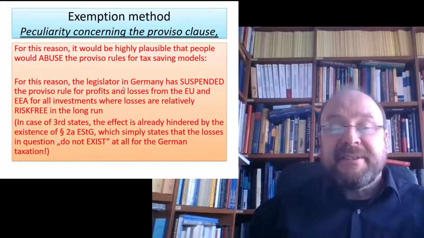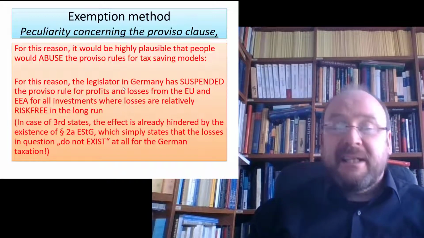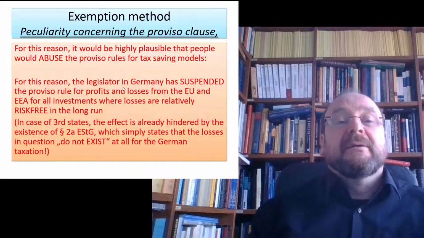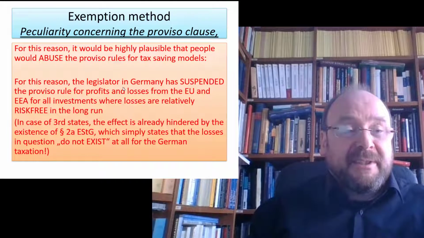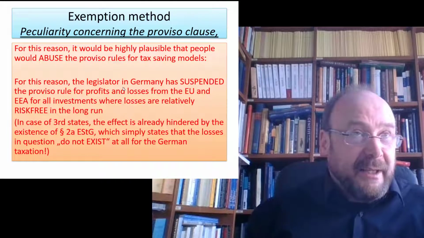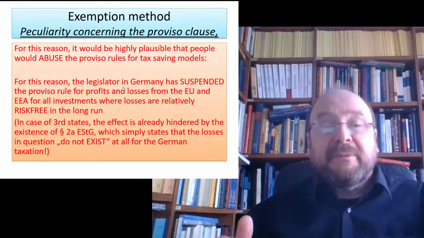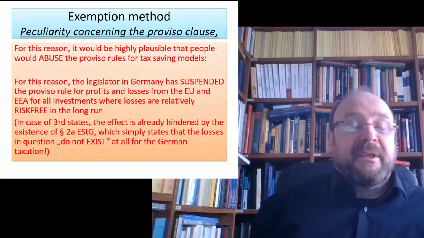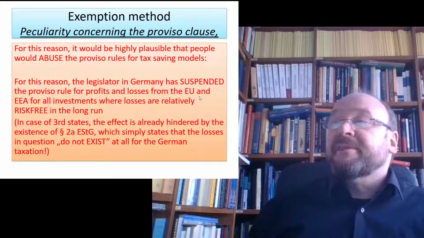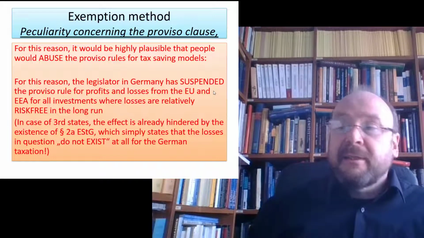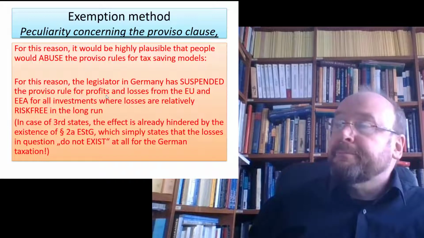So the suspension of the Proviso rule only exists in cases in the EU and only there where the investment inside the EU is relatively risk-free. For example, you buy a house, let's say in Ireland, which brings 300,000 losses now, and where the losses will be certainly recovered in 1, 2, 3, or 10 years' time. So there is no risk. Then this is a very promising capital investment, and that must be prevented.